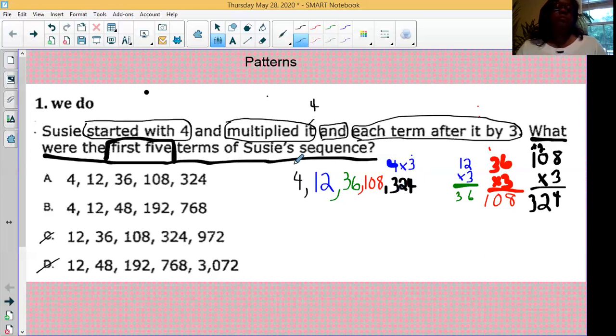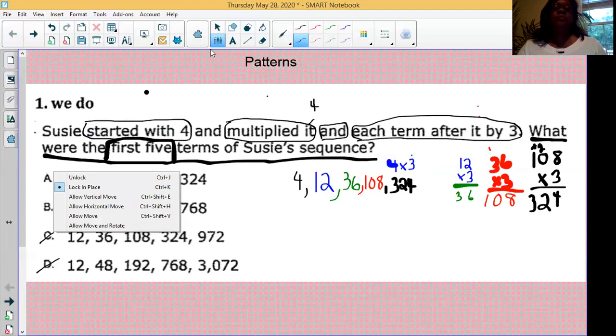All right, so now let's go back. What were the first 5 terms of Susie's sequence? 4, 12, 36, 108, 324. So what looks like that? A. You're exactly right. So please circle A on your paper.